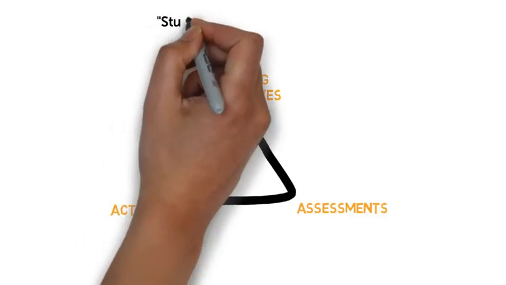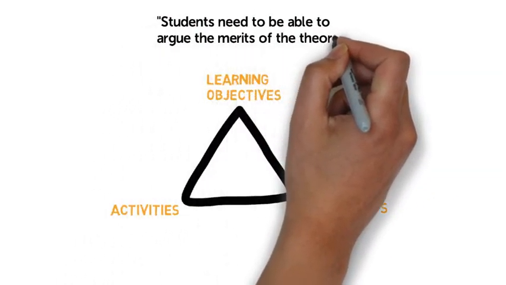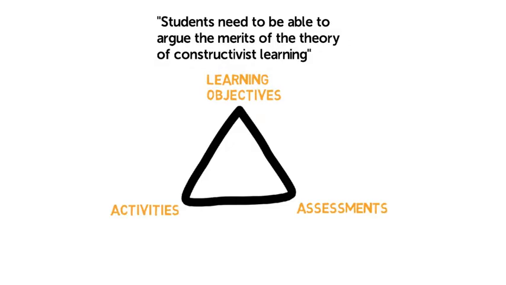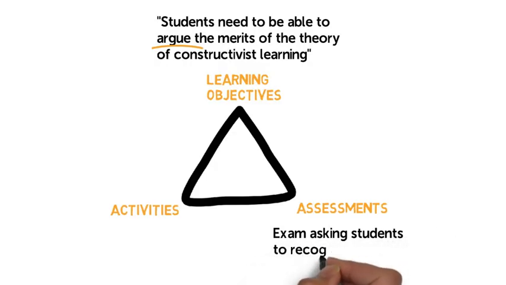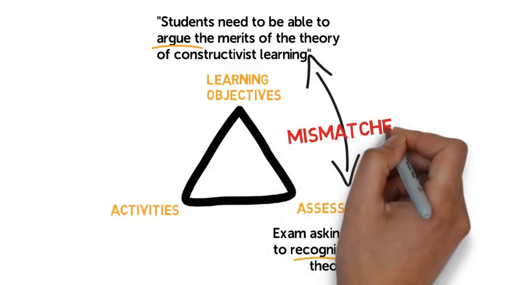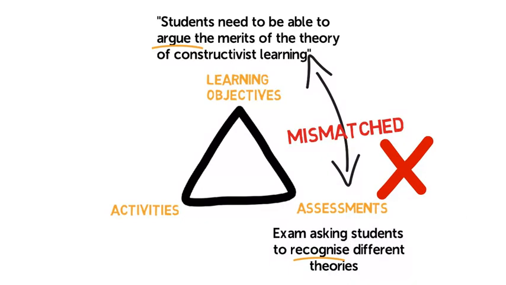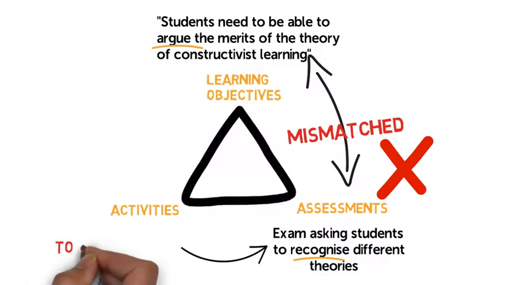Let's illustrate this with an example. Assume a learning objective where students need to be able to argue the merits and constraints of the theory of constructivist learning. The assessment of the course consists of an exam with questions asking students to recognize different theories of learning based on characteristics. In this situation, there is a clear mismatch, as the alignment between the learning objectives and the assessment is insufficient. Compared to the learning objectives, the assessment is too superficial. As a consequence, we do not have an accurate measurement of students' mastery of the intended skill.